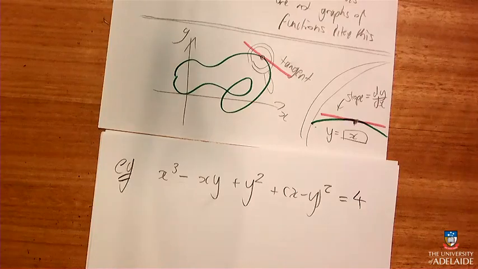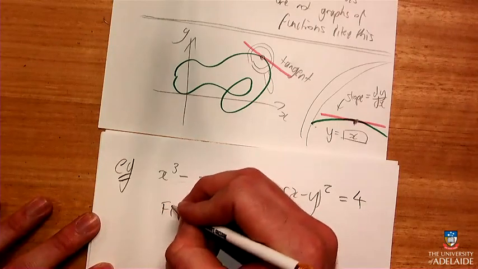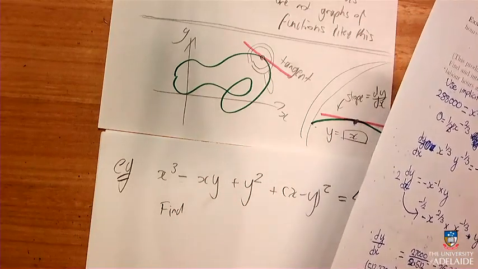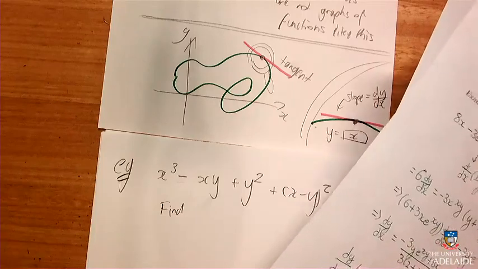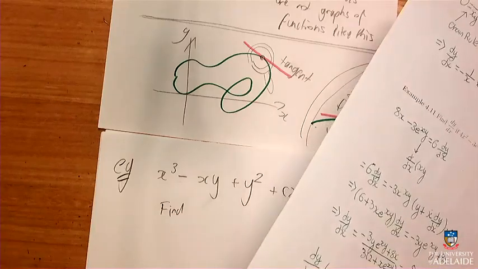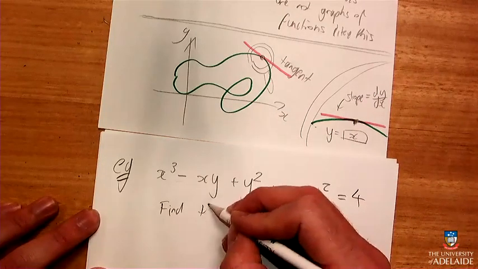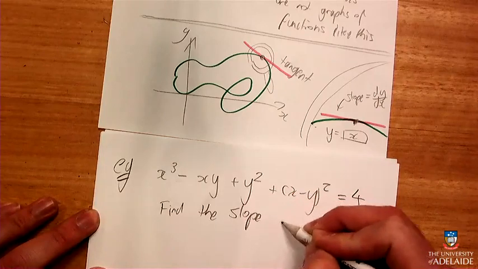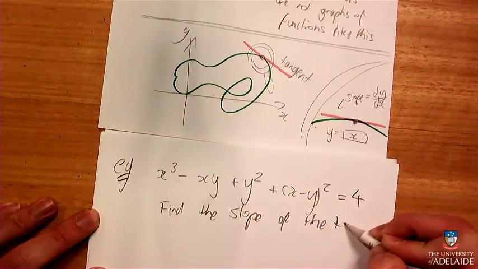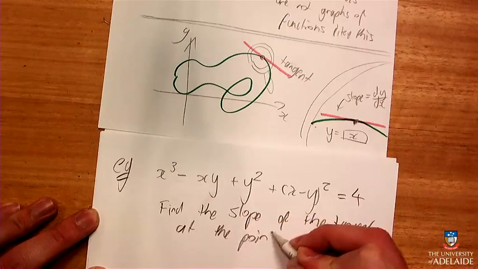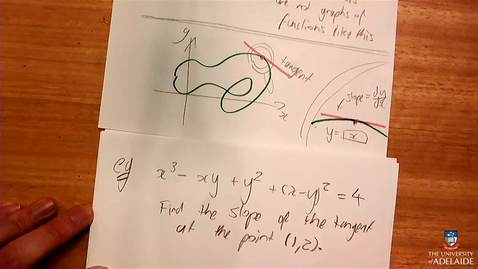So what I'm going to do is attempt to find the tangent to this curve at a point. Do they get you to find the equation of the tangent or just the slope in their things? You don't know? At the point 1, 2.